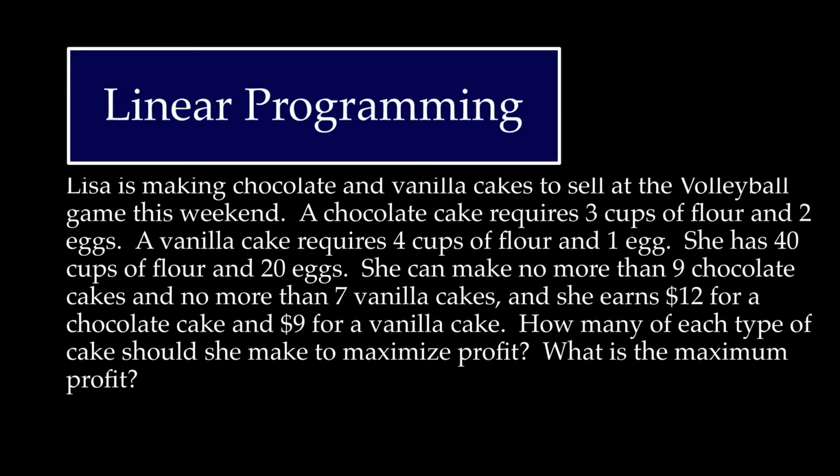The idea here is, if we had unlimited resources, she would probably just make nothing but chocolate cake, right? Because she gets a little more profit for it: $12 for the chocolate cake and $9 for the vanilla cake. But the problem is she is constrained by several things. The first is flour. The next is eggs, right? She only has 40 cups of flour and only 20 eggs. She's also constrained by the fact that she can't make more than 9 chocolate cakes, and she can't make more than 7 vanilla cakes. So there are basically 4 constraints here.